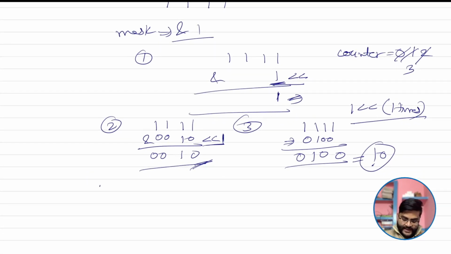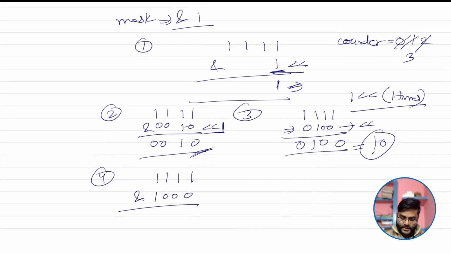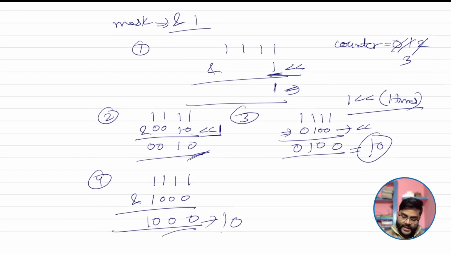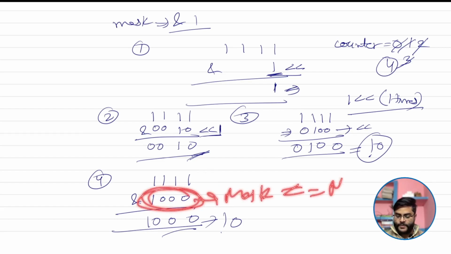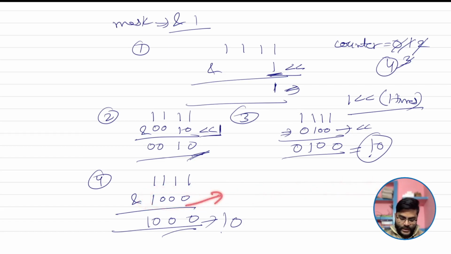Now in the next step, again take this number, and take the left shift. If you do left shift, it will be 1000. So it will be 0001, which is again non-zero, so increment the counter. We will keep on doing this until my mask is less than or equal to my number. Now if you do left shift, it will be 16, which is greater than your number, so I will stop here.